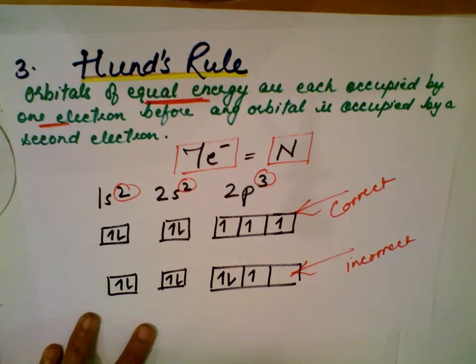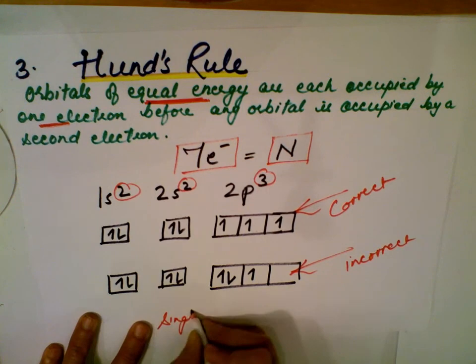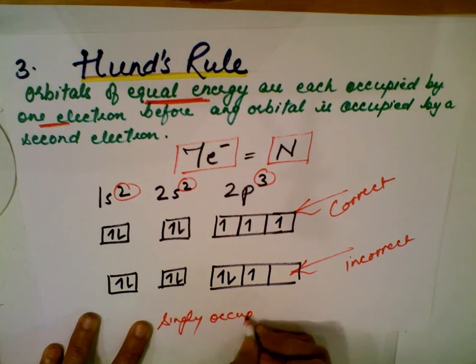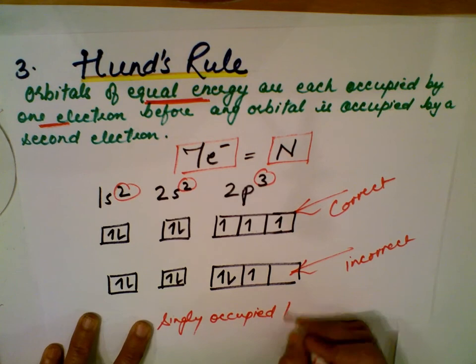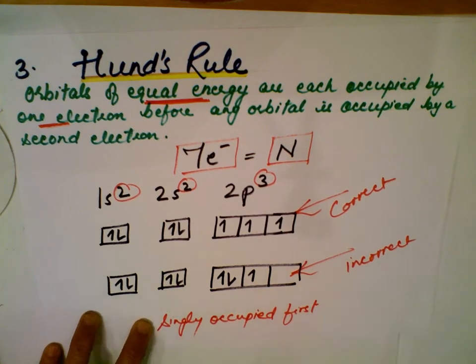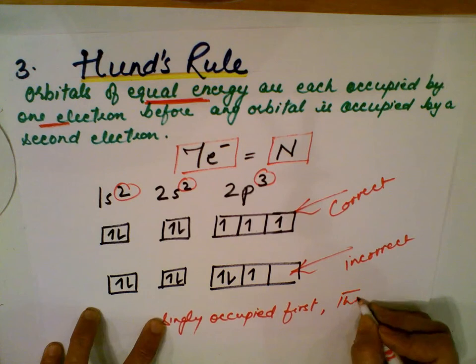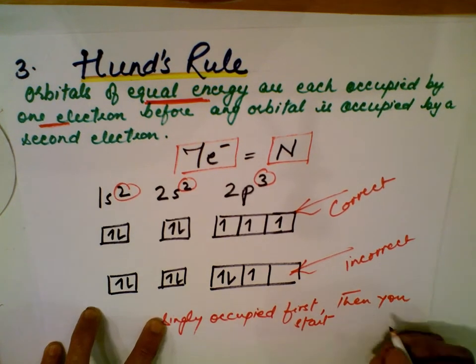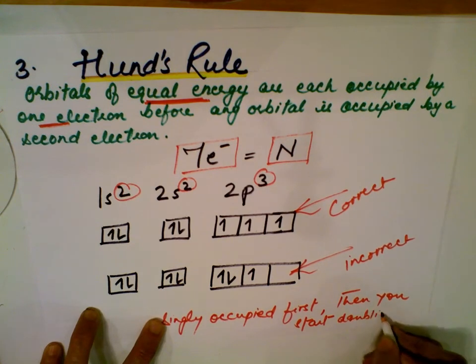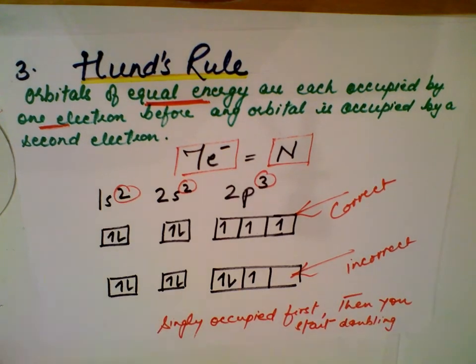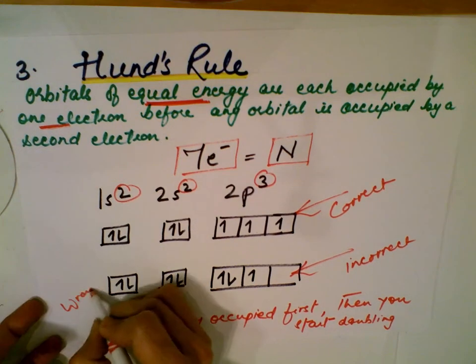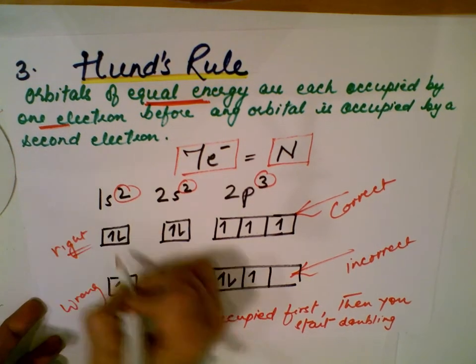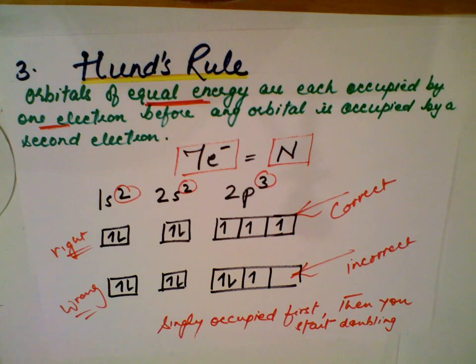Okay, so make sure they are singly occupied first, and then you start doubling or pairing them up, pairing or doubling. So that is why this one is incorrect, wrong, right. All right, so at a time only one electron, just remember that.